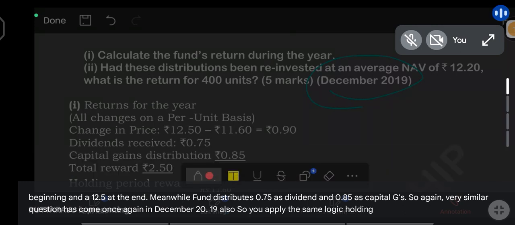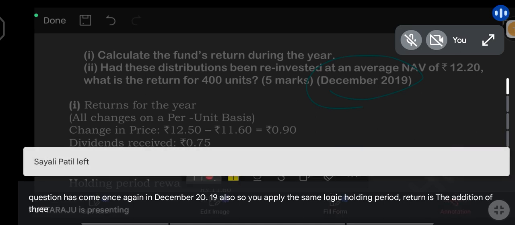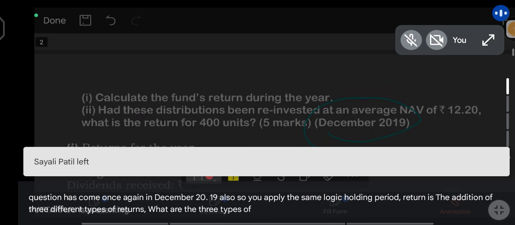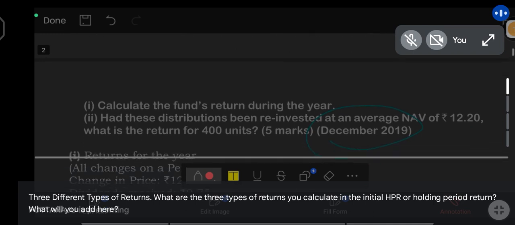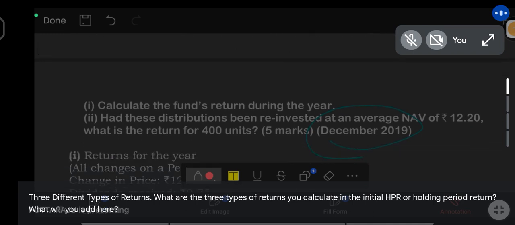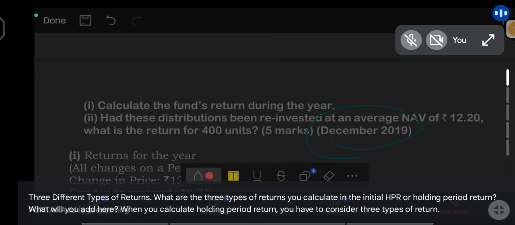Holding period return is the addition of three different types of returns. What are the three types of returns you calculate in the initial HPR or holding period return? What will you add here? Calculate the holding period return. You have to consider three types of return. Can anybody tell me what they are?